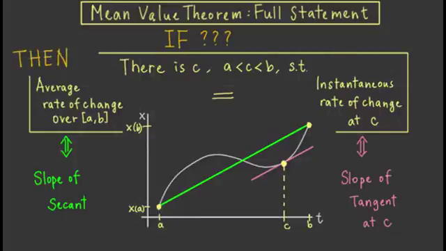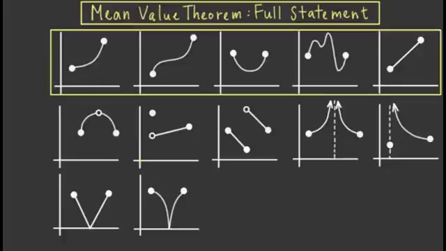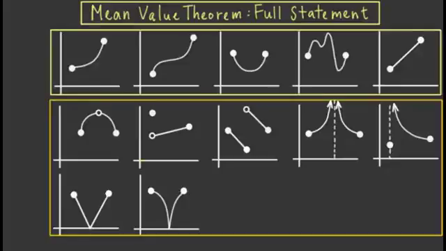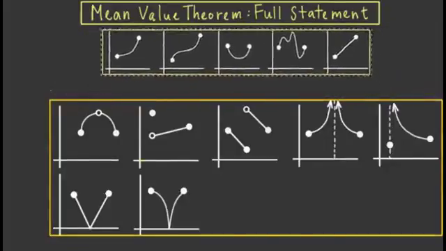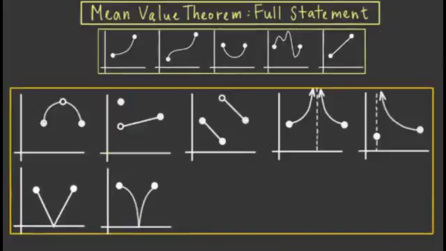Let us investigate the examples from the problem you just solved. We have collected the successful functions, the ones for which the MVT conclusion holds, on the top row, and the failures on the bottom two rows. We will start by discussing why the functions in the middle row fail. Let us look at the first graph.